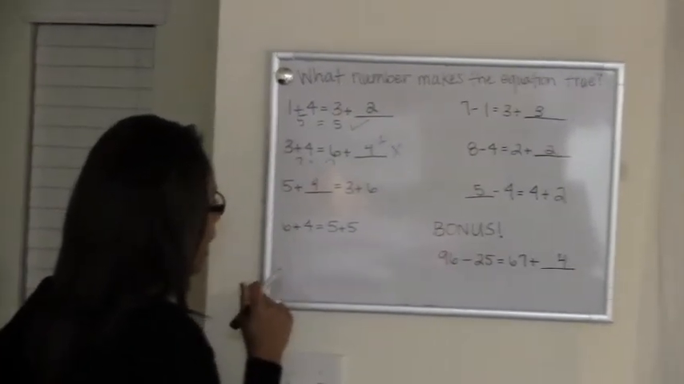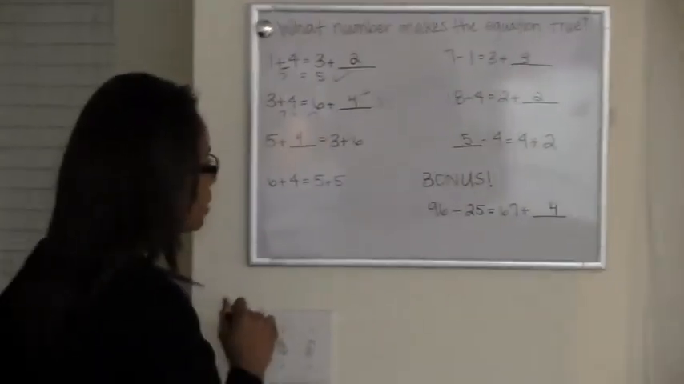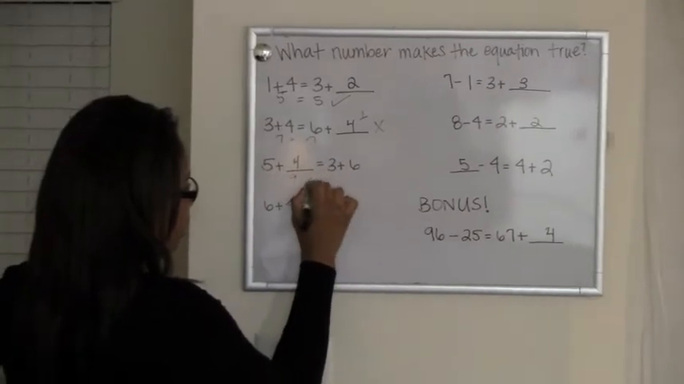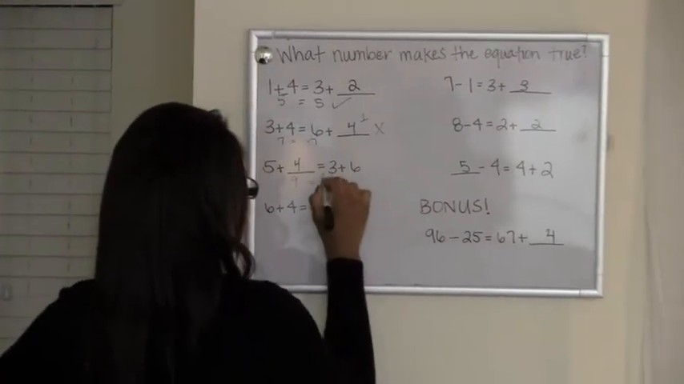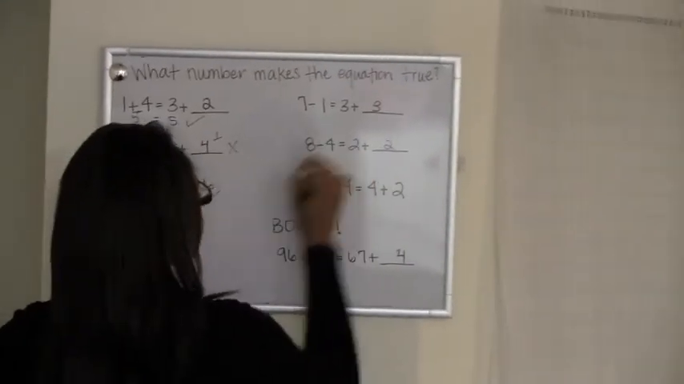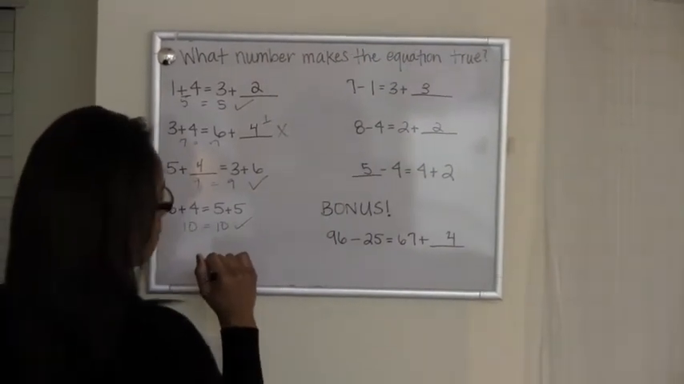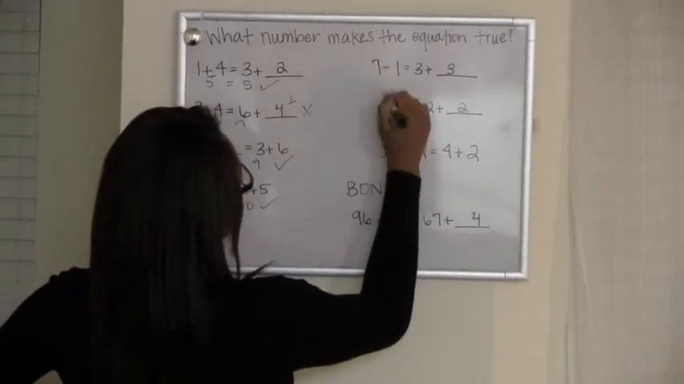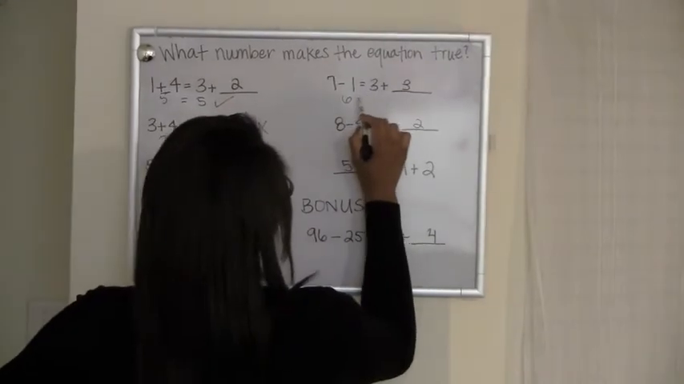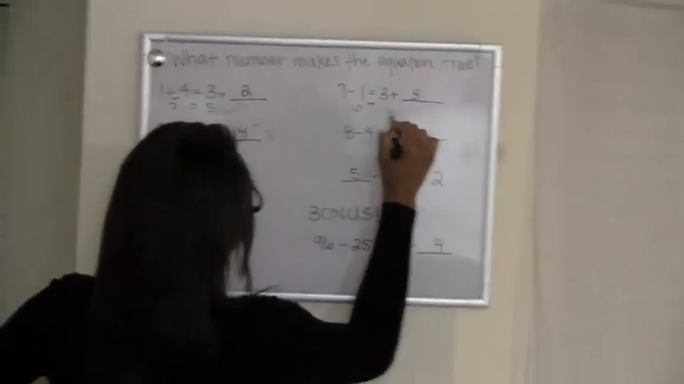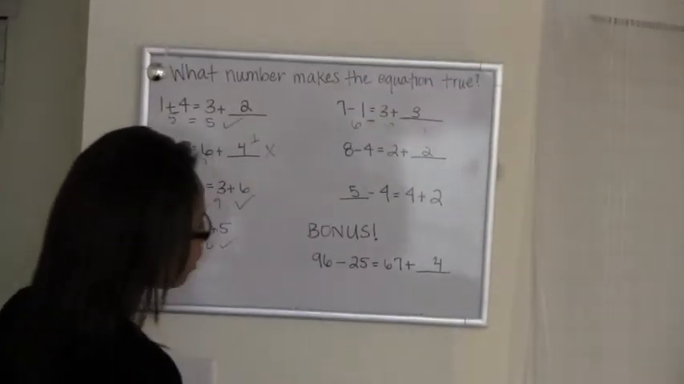Here for the next one we have 5 plus blank equals 3 plus 6. 5 plus 4 equals 9, and on the other side of the equation, 3 plus 6 equals 9. So we got that one correct. Next one we have is 7 minus 1 equals 3 plus blank. On the left side of the equation, 7 minus 1 equals 6. On the right side, our student chose the number 3. 3 plus 3 equals 6. So we got that one correct.